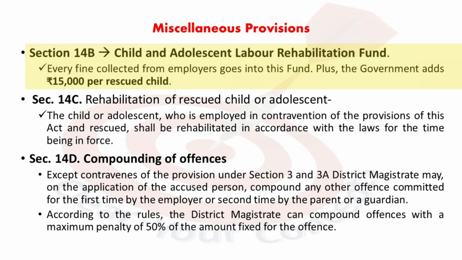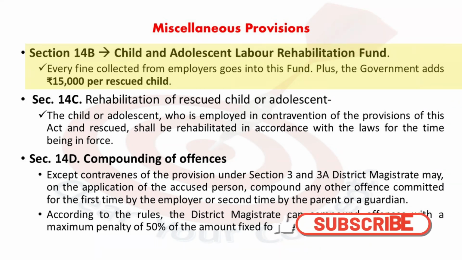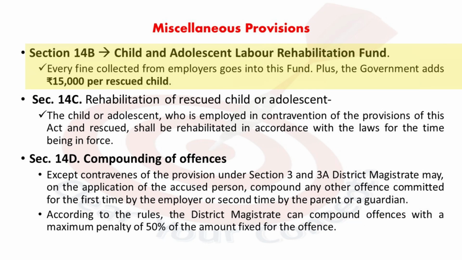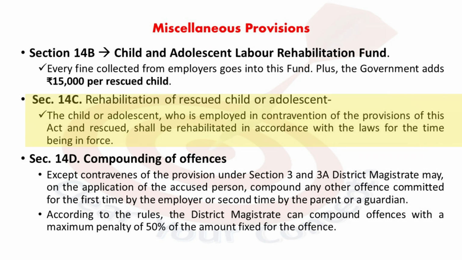That's why Section 14B creates the Child and Adolescent Labour Rehabilitation Fund. Every fine collected from employers goes into this fund. Plus, the government adds 15,000 rupees per rescued child. This money directly supports rehabilitation, ensuring the child goes back to school, not back to work. Section 14C complements this. Rescued children are rehabilitated under existing welfare schemes. For example, a 12-year-old rescued from a roadside eatery may be enrolled in a residential school funded by this scheme.